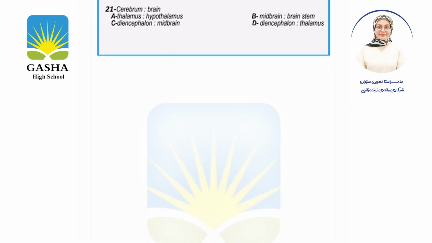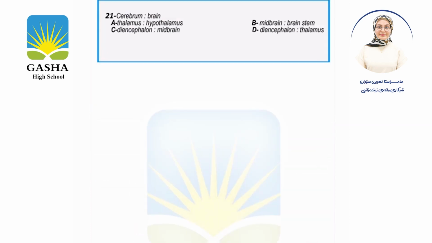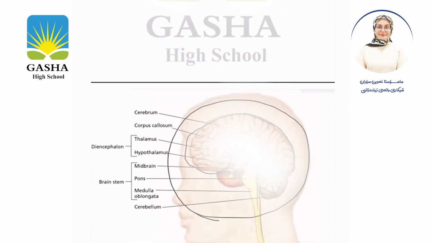Question 21, cerebrum and brain. What is the relation between those words? Cerebrum is a part of the brain, so the whole figure is the brain, and this folded structure is the cerebrum. Do we have a relation like this in the multiple choice? A, thalamus and hypothalamus. Thalamus is not a part of hypothalamus. Both of them are parts of the brain, and neither is a part of the other.